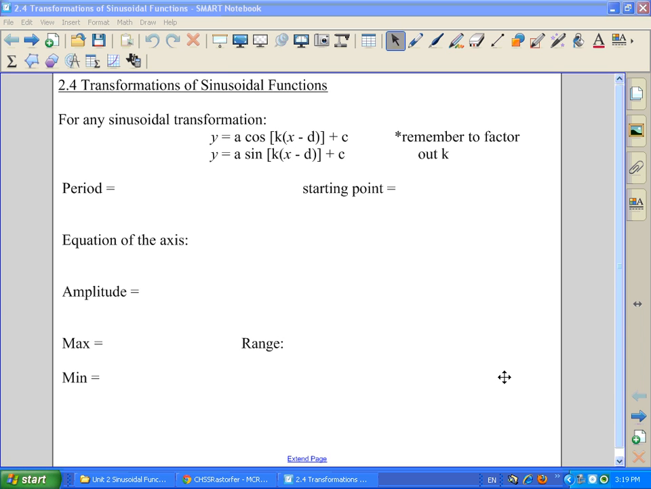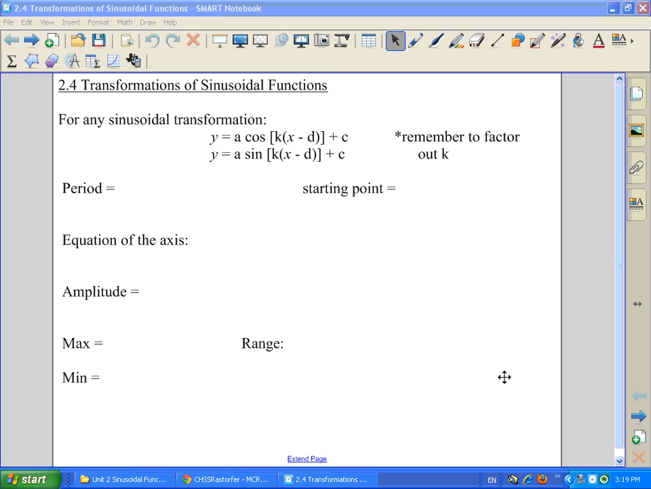Hello class, and welcome to lesson 2.4, transformations of sinusoidal functions. Over the last couple of lessons, we've been dealing with the translations, which was your movement based on D and C, so it either shifted left or right or up or down. And then last lesson, we talked about the compressions, stretches, and reflections, and that was based on A and K. Today, we're going to put it all together.